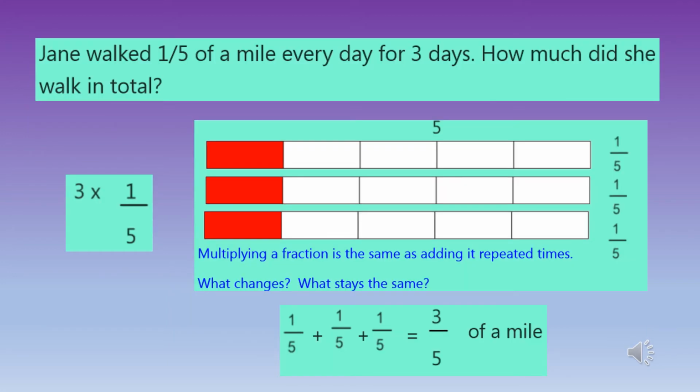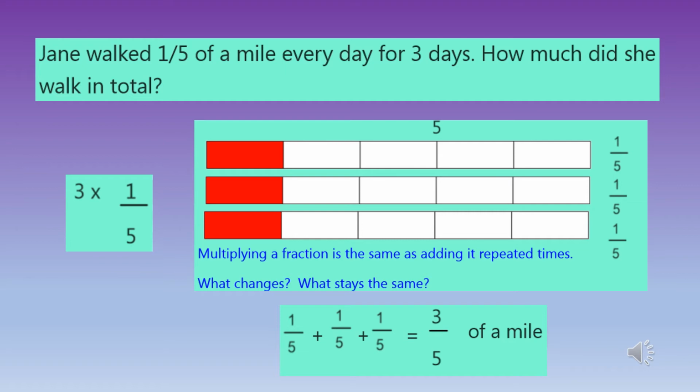Jane walked 1/5 of a mile every day for 3 days. How far did she walk in total? So multiplying a fraction is the same as adding it repeated times, repeated addition. So this would be 1/5 add 1/5 add 1/5, 3 lots of 1/5, which gives us 3/5 of a mile.